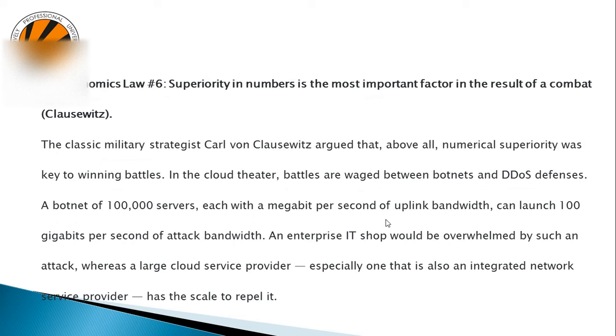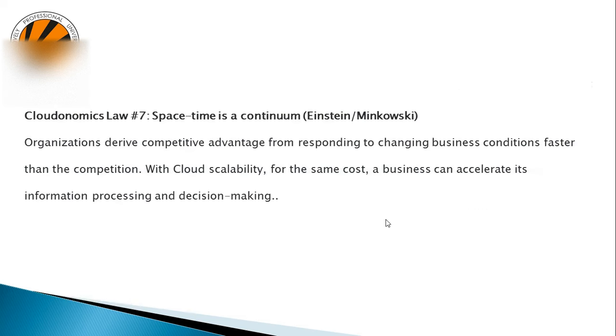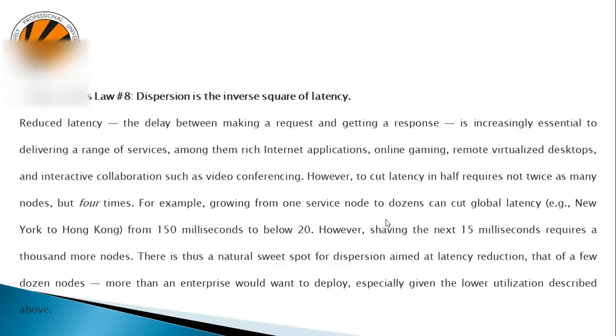Sixth, superiority in numbers is the most important factor in the result of a combat. Simply, if you have more servers, you always have a better chance of getting more availability and reliability on your data centers. Seventh, space time is a continuum. If you want to process your work at a faster rate, your technology should be scalable so that you are able to make good decisions along with the time. Then, dispersion is the inverse of the square of latency. That means if you want to reduce the latency to half, you need to multiply your number of servers by 4, so that is 4 times.